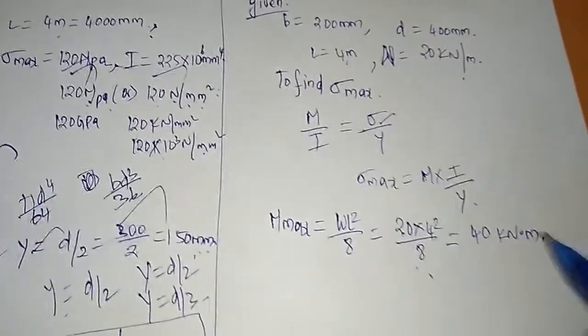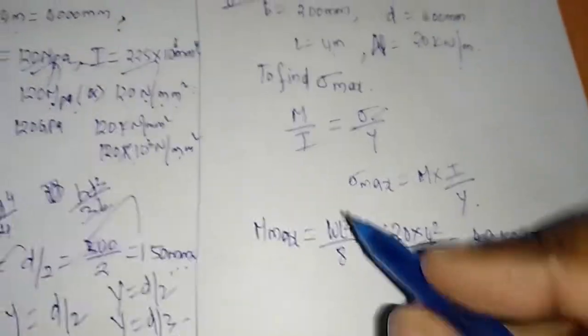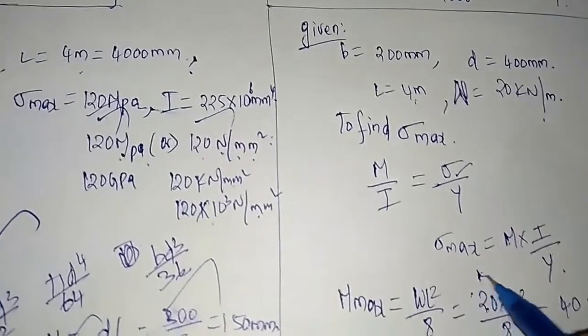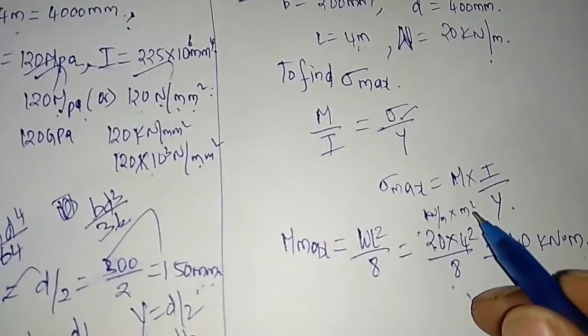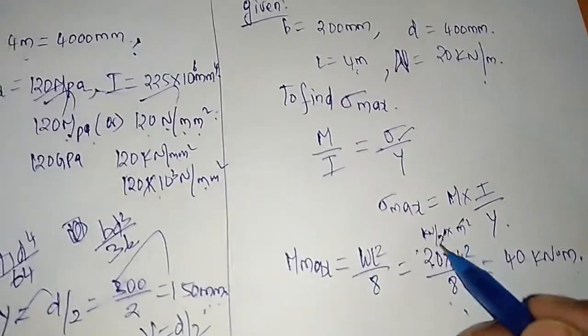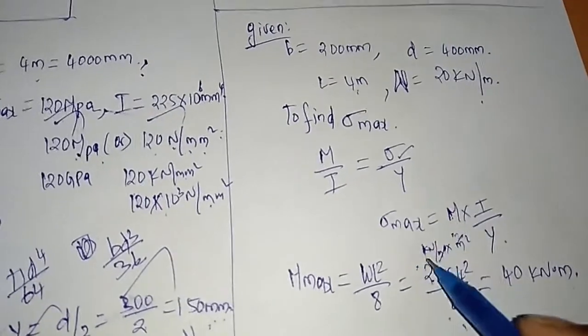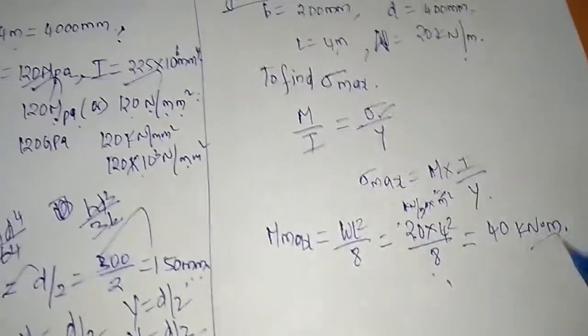So you want to write like this, kilonewton meter. You understand? 20 kilonewton per meter into meter square, this is 4 square, right? Meter square, so one meter gets cancelled, so it will be kilonewton into meter. You understand? This is very, very important. So 40 kilonewton meter.